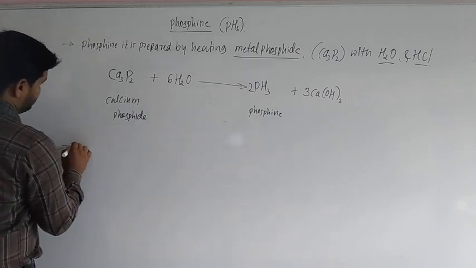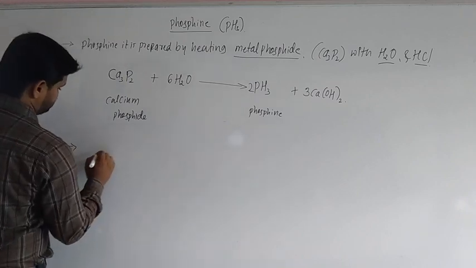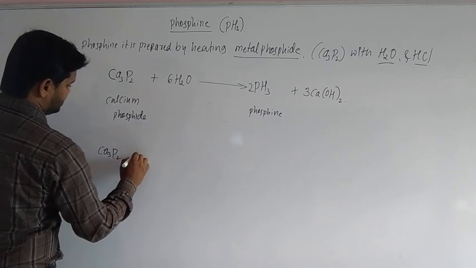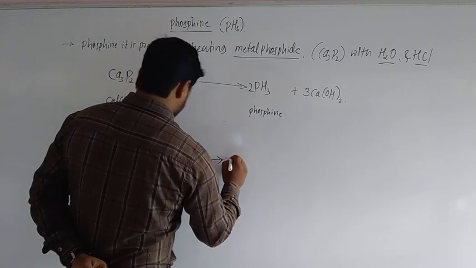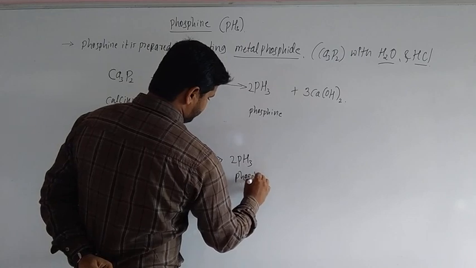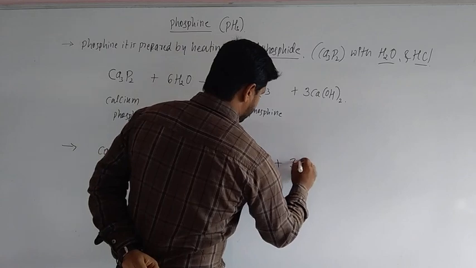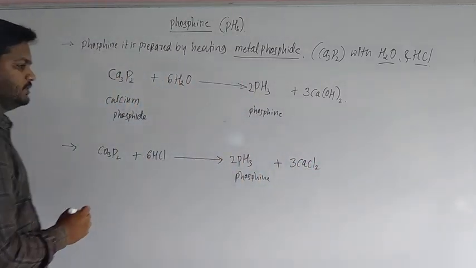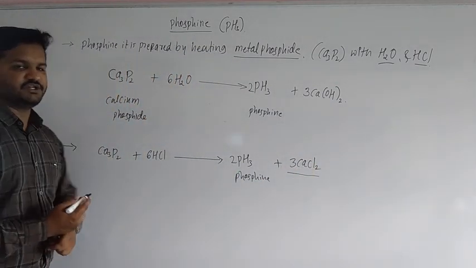And the second preparation is by using calcium phosphide and a strong acid like HCl. Ca3P2, calcium phosphide, plus 6HCl gives 2PH3, phosphine, and the byproduct is 3CaCl2. Okay, calcium chloride is the byproduct. So these are the simple preparations of phosphine.